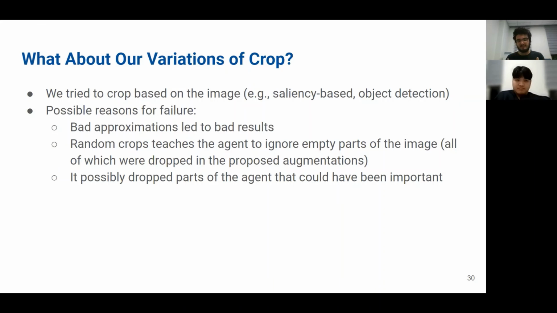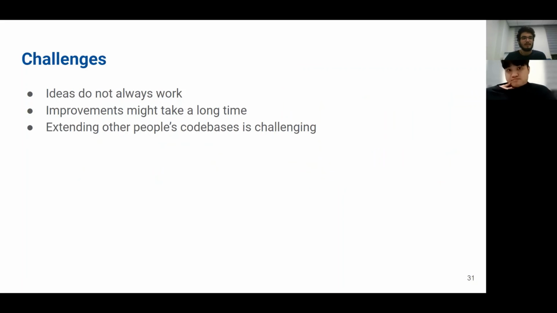And we have some hypotheses as to why it failed. It may well be that our approximations were not good enough, so that's why we got bad results. It could be that having random crops, like bad crops, teaches the agent to ignore empty parts of the image, so they are kind of like adversarial examples. Also, it could possibly be that the dropped parts of the agent were important.